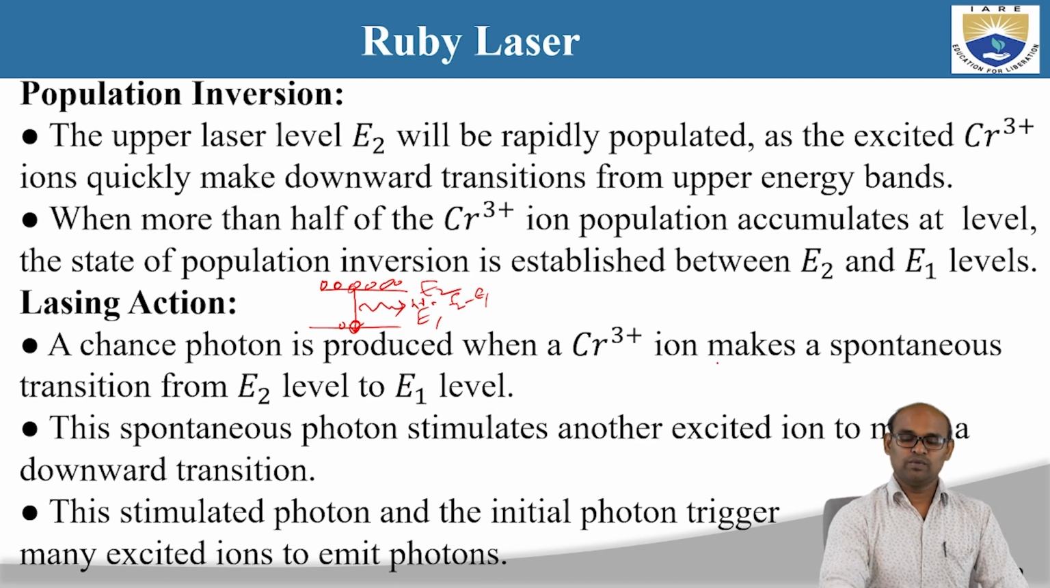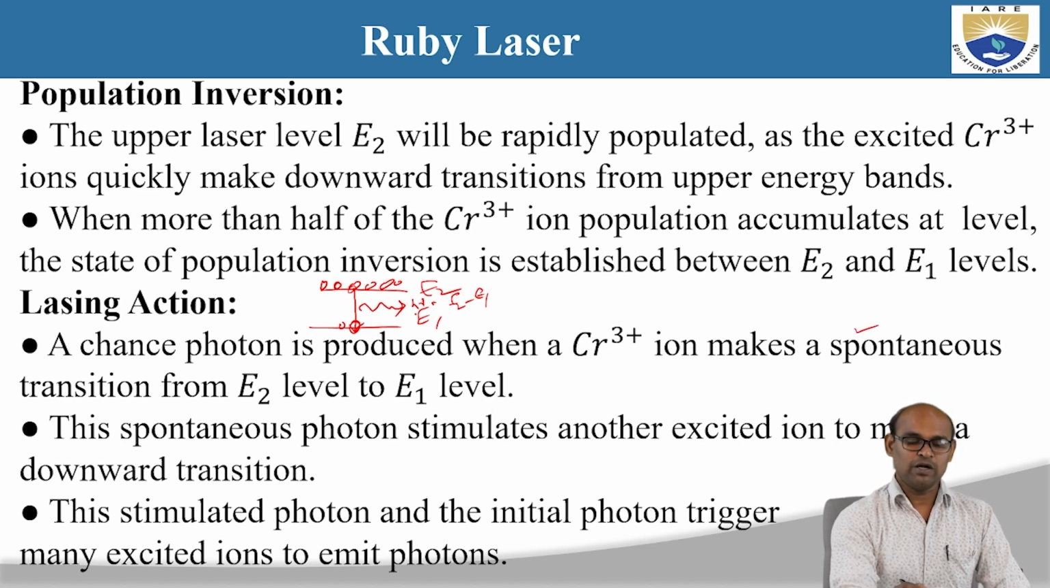So the atom underwent a spontaneous transition from E2 to E1. Thus, this spontaneous photon stimulates another excited atom to make a downward transition. This stimulated photon and the initial photon trigger many excited atoms to emit photons. So now the second step is achieved, and the third step we have also discussed: after population inversion, one of the chromium atoms decays to the ground state by emitting a photon spontaneously. So there is spontaneous emission, and the third step is done.